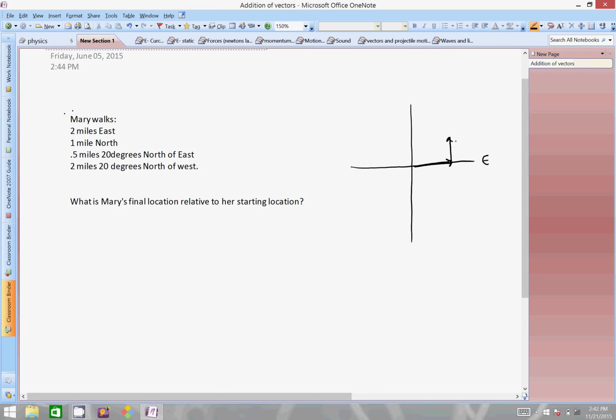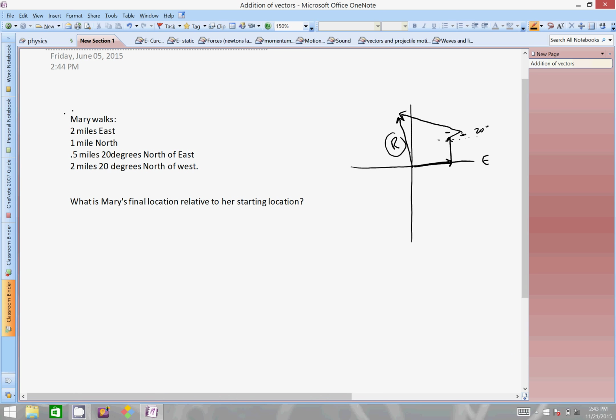Now we're going to go 0.5 miles at an angle of 20 degrees north of east, so a shorter distance, and I'm just going to estimate that this angle is about 20 degrees. And then we go 2 miles north of west, so a little longer distance with a similar angle. I don't know how long that is exactly, it's just a general idea. This is the same angle here as it is right here. So the next question is, where is this person located? What is this new resultant vector going to be?